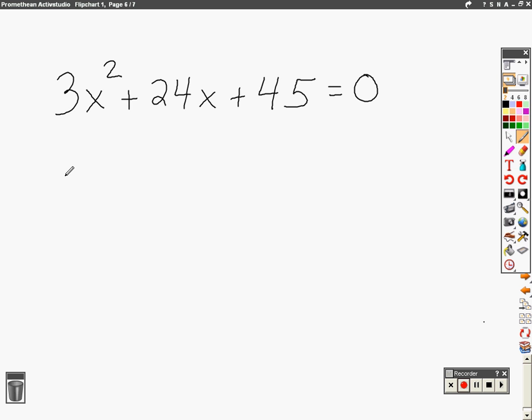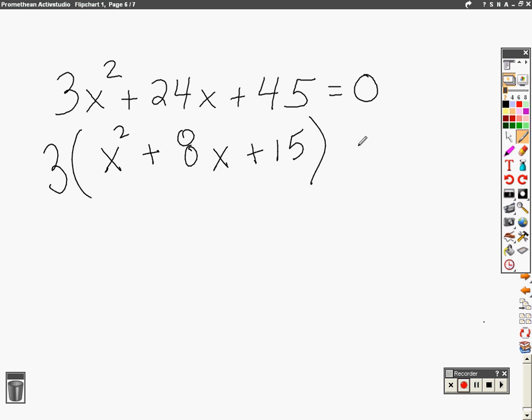But what I'm asking you is, whenever you see a quadratic, always ask yourself, even if it's a trinomial, is there a greatest common factor? Because look how much easier it is to solve. There is a greatest common factor here. 3 goes into every one of these numbers, and you're left with x squared plus 8x, and then plus 15 equals 0.